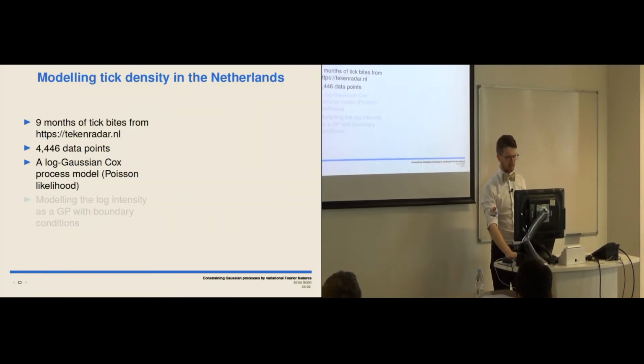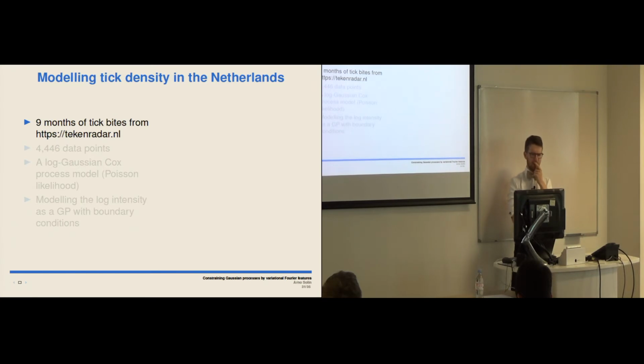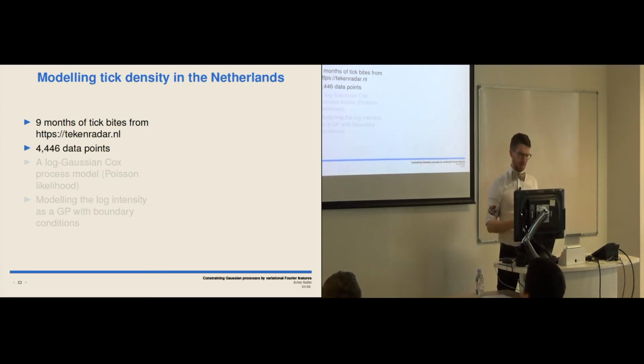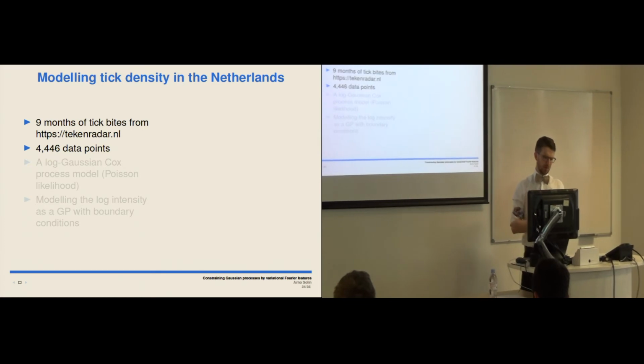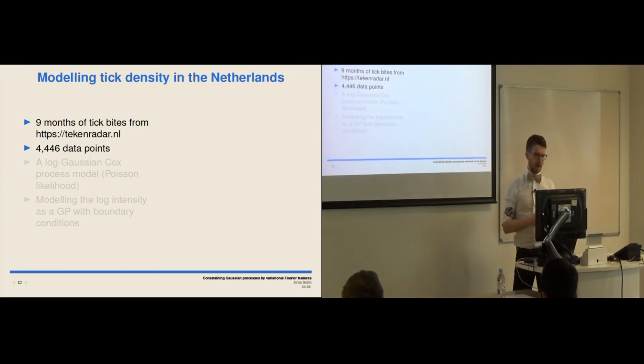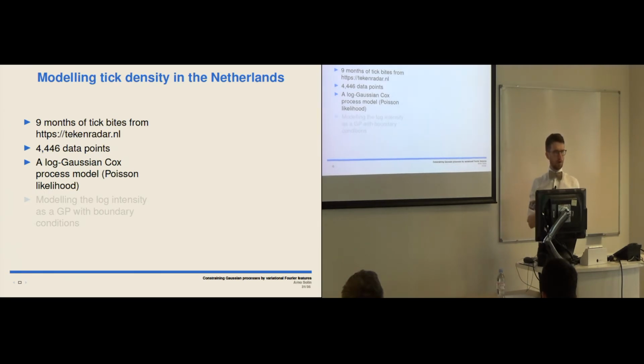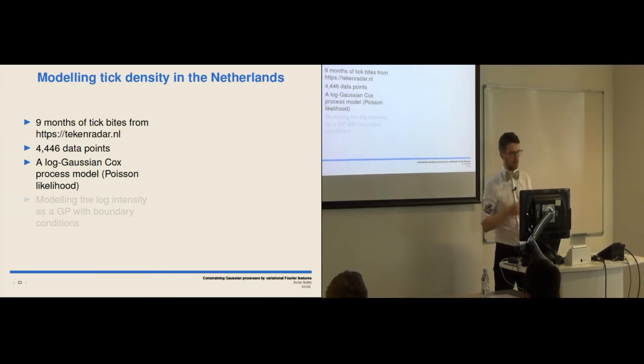Then a real data set, because the banana thing was not real. We scraped some data from a web page where you can report tick observations. You know, these really annoying small animals. Everyone knows ticks. I think this is a global thing. Everyone hates them. So we have some 4,500 data points in the Netherlands, and we want to model the tick density. We have a density function which we want to find. So it's basically a log Gaussian Cox process model, which is like a Poisson likelihood.